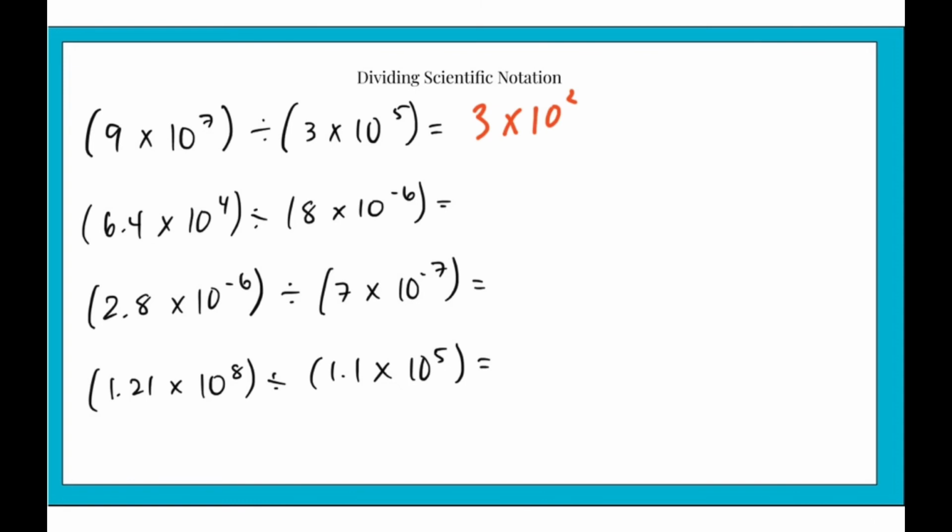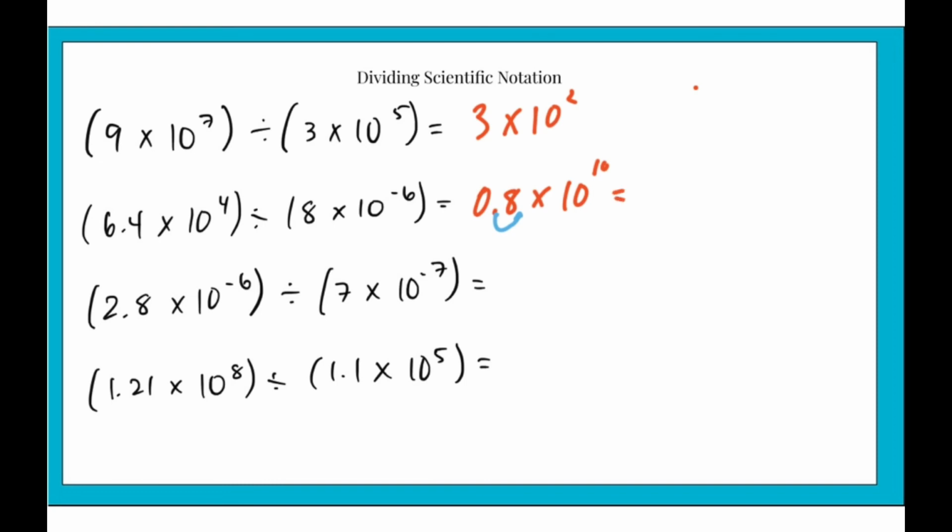And we're done here. We didn't have to move the decimal. It's kind of nice. The next one, 6.4 divided by 8, that's going to be 0.8 times 10 to the power of 4 minus negative 6. This is tricky because we're doing 4 minus negative 6. Think about that. That should be 10. And you think you're done here, but notice that the decimal needs to be moved, this time to the right. We need to move it to the right once.